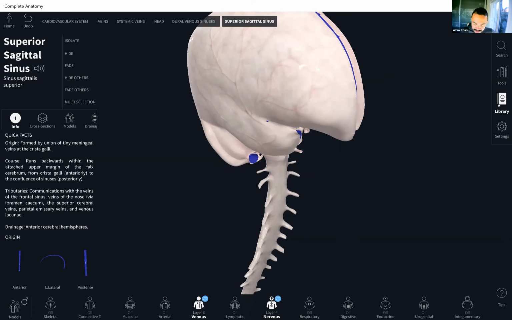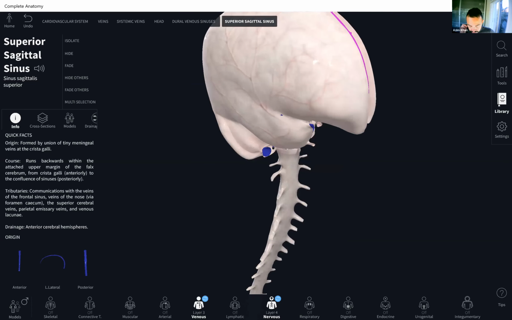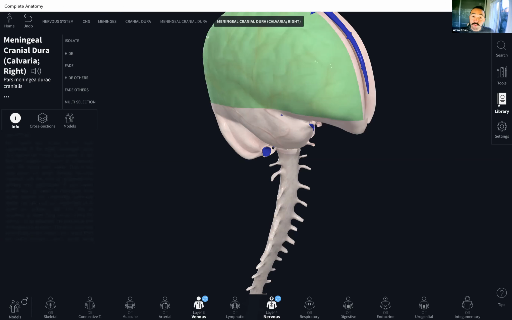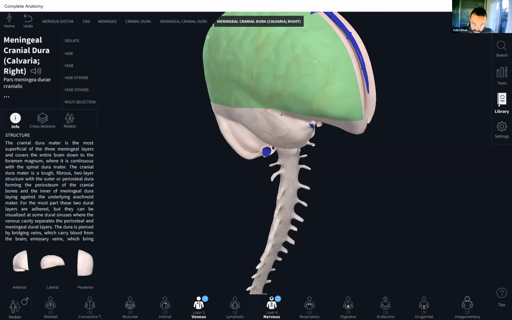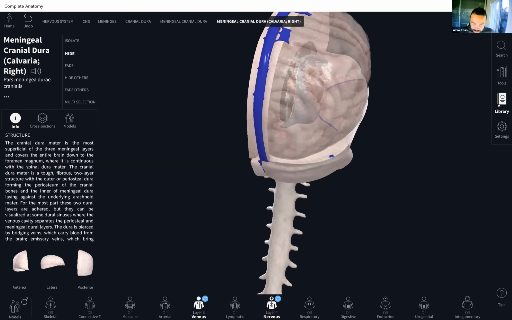Let's hide a layer of the dura mater. So here is a layer. I'm going to hide this. The next layer down is the arachnoid mater. Whoops, that's still dura. Oh, we took off the periosteal layer. Now here's a meningeal layer. We hide that. Great. And now we have arachnoid mater.